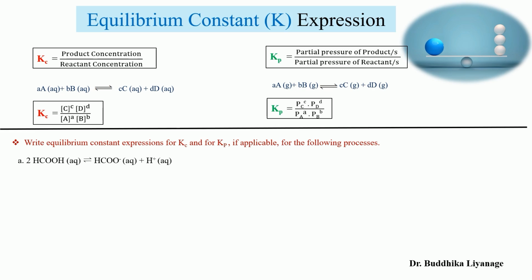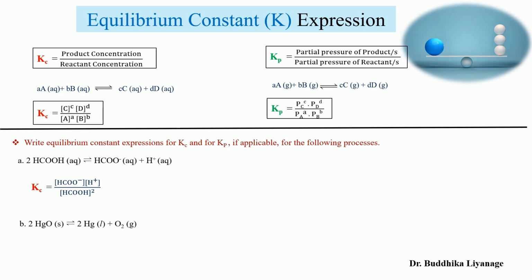So we can write the Kc expression. Kc is equal to all the product concentrations divided by reactant concentration. Products' molar coefficients are 1 for both formate and H plus, but formic acid's molar coefficient 2 is used as an exponent in the expression.